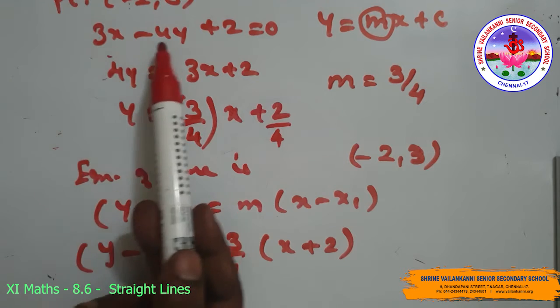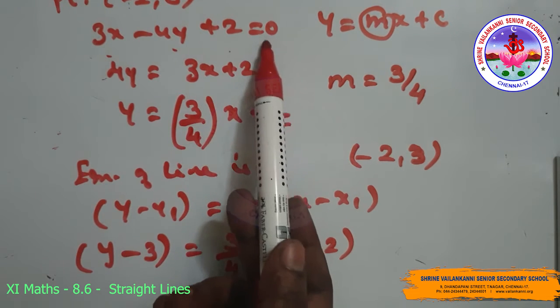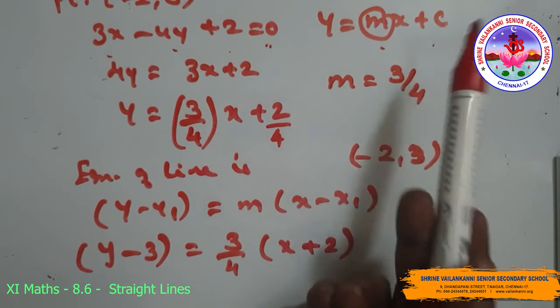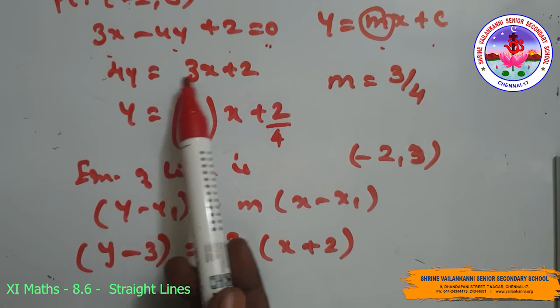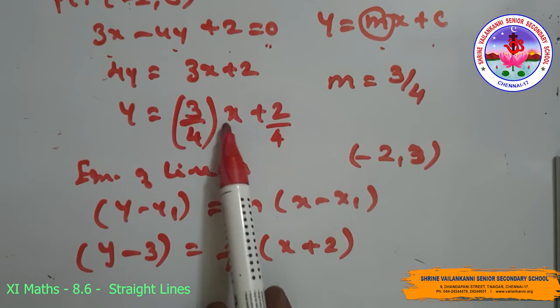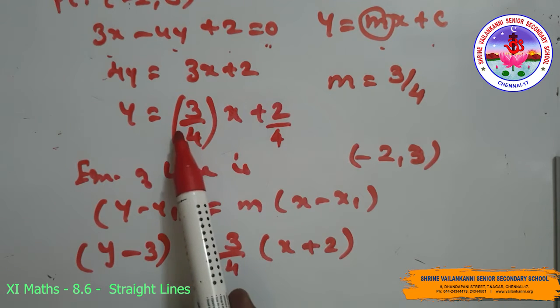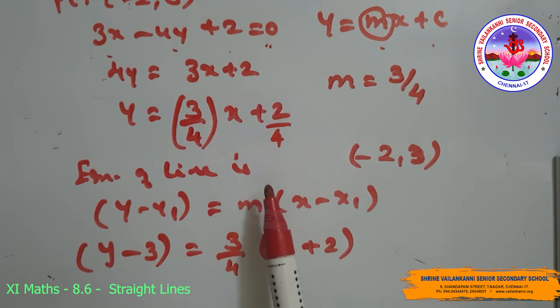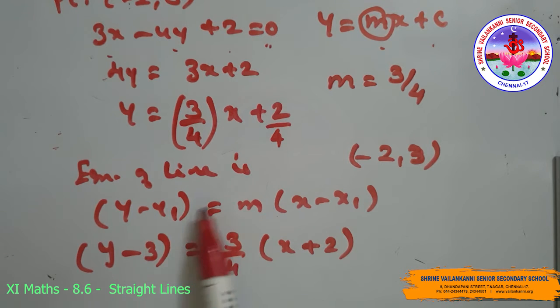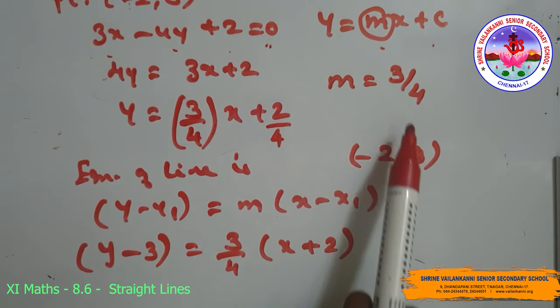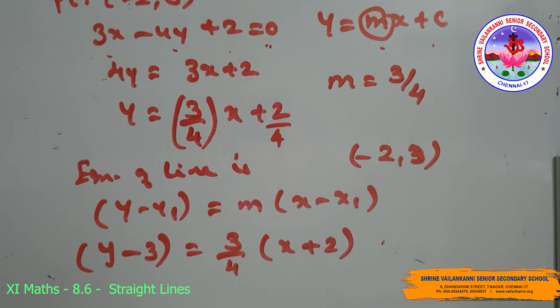The equation is 3x minus 4y plus 2 equal to 0. Write this equation in the form of y equal to mx plus c. So 4y equal to 3x plus 2, y equal to 3 by 4 x plus 2 by 4. Here m is 3 by 4. And using the slope point form, the equation of the line is y minus y1 equal to m into (x minus x1). Slope is 3 by 4 and the point is (-2, 3).